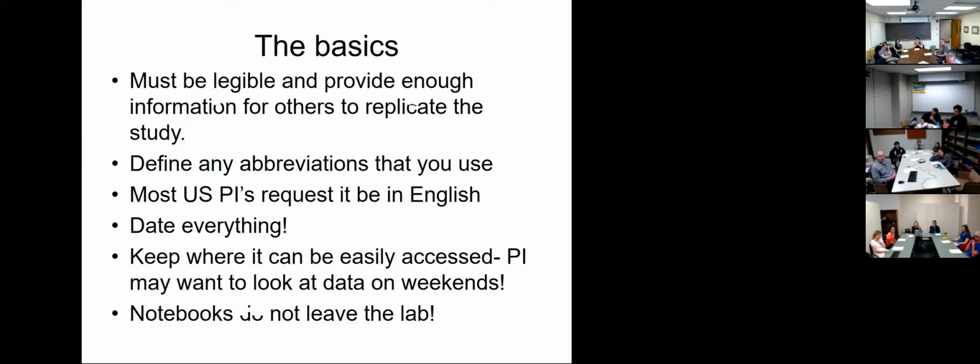Most PIs are going to request that you write in English so that they can understand it. If it's going to be something important legally, then you want to date it. You want to keep it someplace where it's accessible, not only to you, but a PI may come in on the weekend and say, I know they did this experiment, I'm writing this grant, I got to find the notebook. It needs to be someplace that's logical for the lab. And generally speaking, notebooks don't leave the lab, okay?